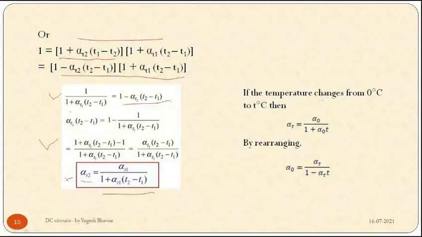Then, if the temperature changes from 0 degree Celsius to T degree Celsius, then we have alpha T is equal to alpha 0 by 1 plus alpha 0 T. We replace T2 by T and T1 by 0. So that's why we get alpha T is equal to alpha 0 divided by 1 plus alpha 0 T. And by rearranging this, we get it in terms of alpha 0. So alpha 0 is equal to alpha T divided by 1 minus alpha T into T. So these are the final equations for RTC.